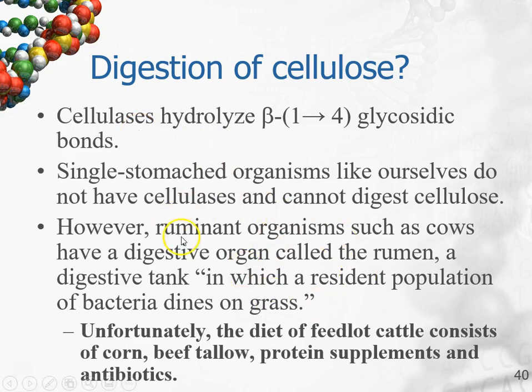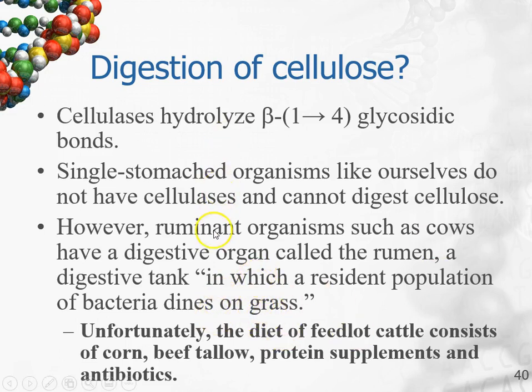But if you think about cows, they are ruminants. They have a digestive organ called a rumen. And this is a quote from Michael Pollan. He describes it as a digestive tank in which a resident population of bacteria dines on grass. So cows eat grass, at least they're meant to do it that way. Our feedlots often will feed cattle corn, beef tallow, protein supplements, and antibiotics, which does not sound appetizing. But you've maybe heard a lot about grass-fed beef. So cows are meant to eat grass, and their rumen digests the grass very well.